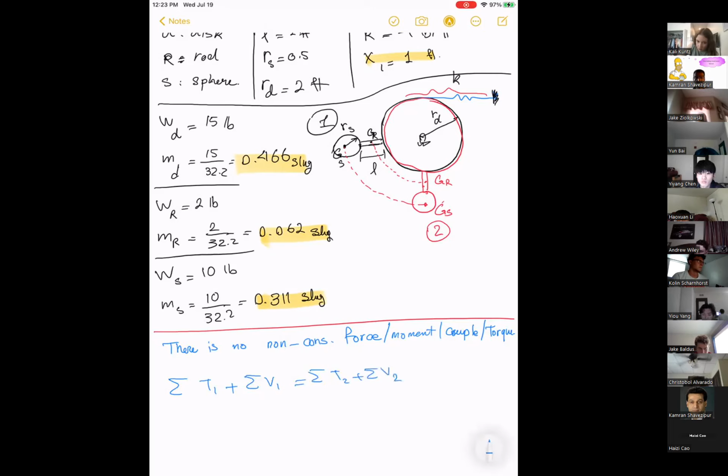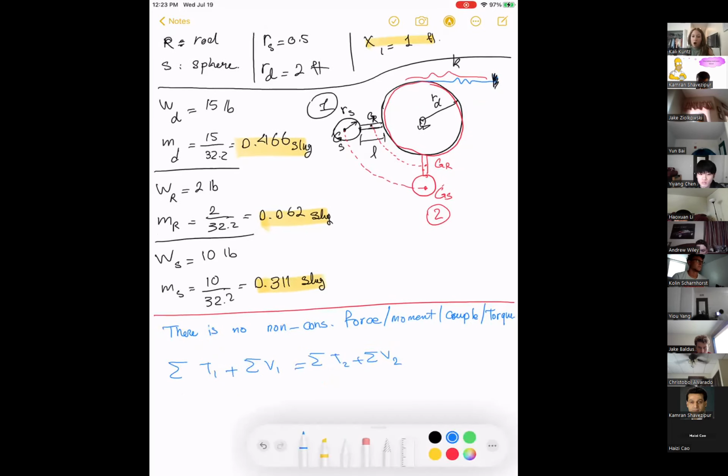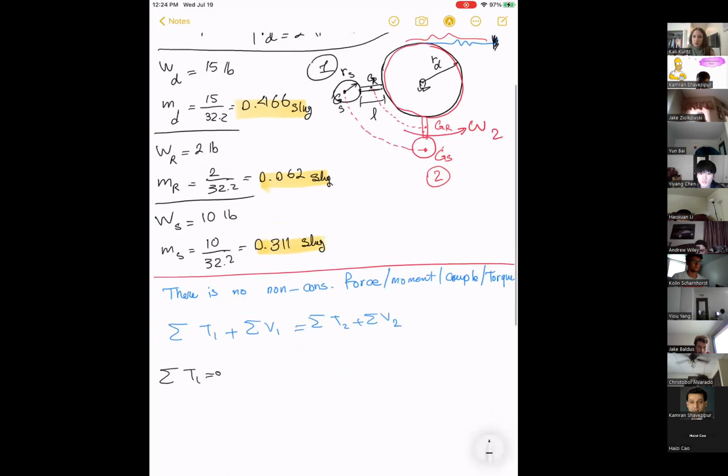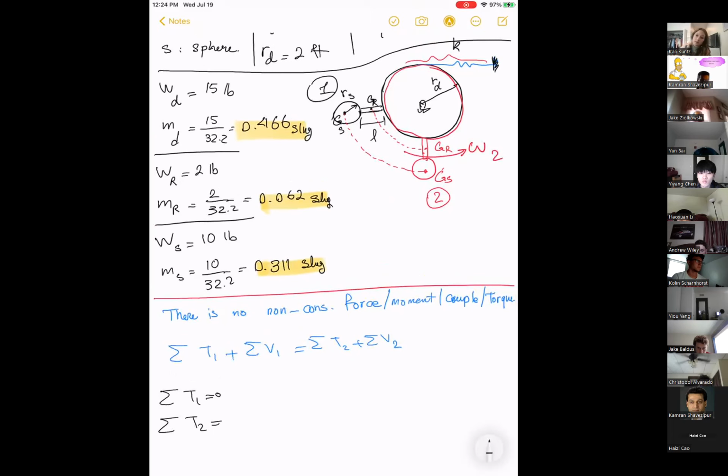Okay. Because the problem says it's released, T1 is equal to 0. When it gets to point 2, it's going to have an omega 2. The whole thing is going to rotate with omega 2. So if that's the case, how much is T2? What kind of rigid body do we have here? What kind of motion does it have? Remember, you have 3 pieces welded together. So technically, this is your rigid body.